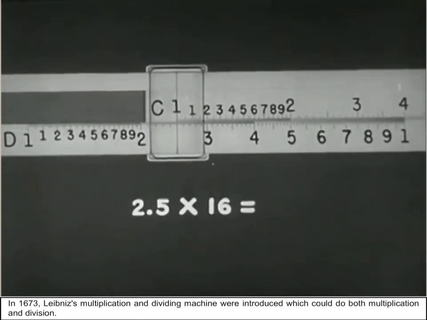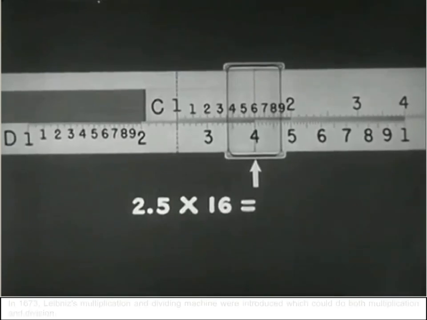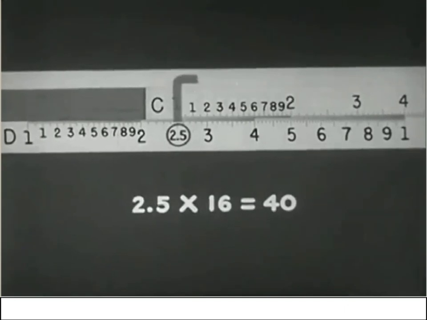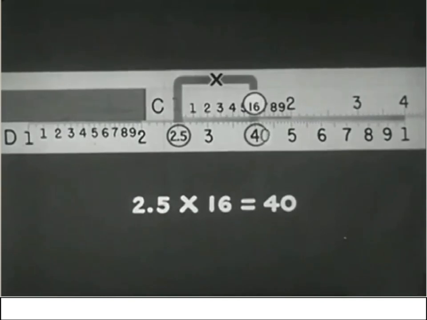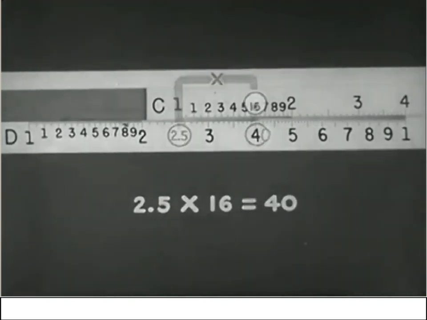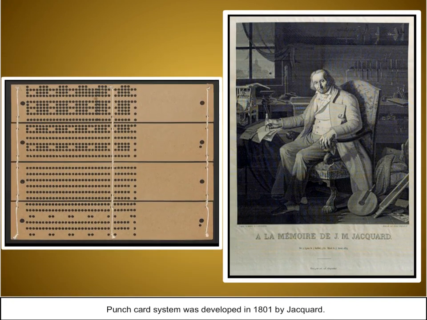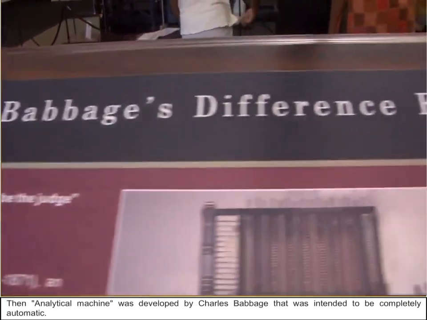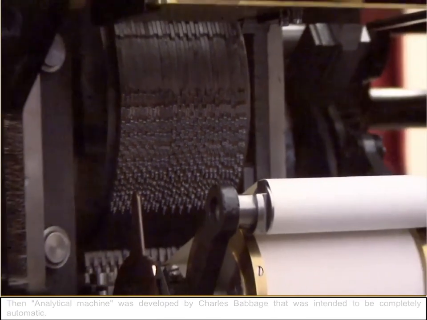In 1673, Leibniz's multiplication and dividing machine was introduced, which could do both multiplication and division. Punch card system was developed in 1801 by Jacquard. Then, the analytical machine was developed by Charles Babbage that was intended to be completely automatic.